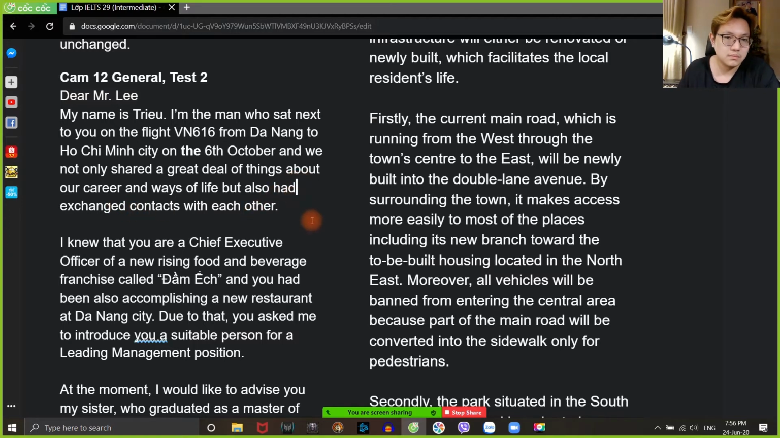Em định là hết này đi là có contact, đã có contact with each other. We don't say had contact with each other. We say exchange contact with each other. So I think it just say also exchange contact with each other. I think contact details is better. Nó rõ nghĩa hơn. Contact details sounds much better.